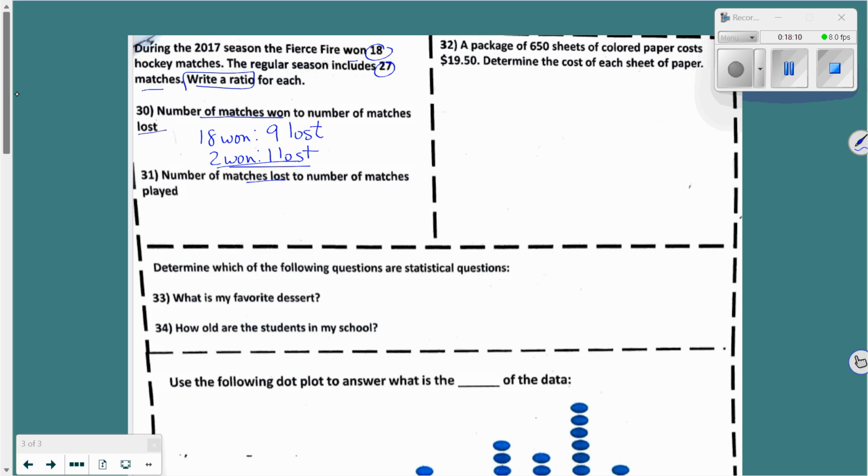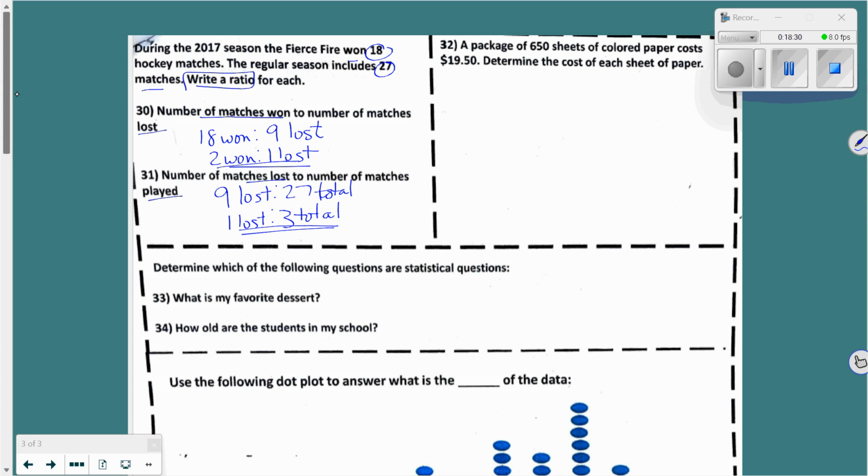So you lose a point if you're not simplifying, if you can. Matches lost to matches played. So I already figured out lost is 9. And we said the total played was 27. Can I simplify that? Yes, we divide both by 9, gives me 1 lost, 2, 3 total.